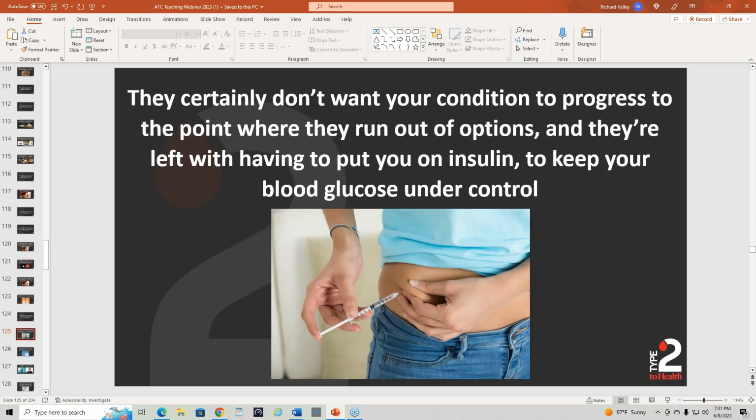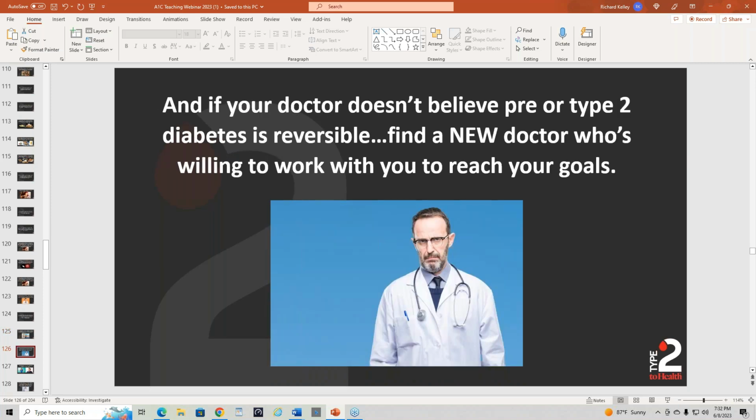And they certainly don't want your condition to progress to the point where they run out of options and they put you on multiple medications and nothing is keeping your blood glucose under control because your diet is out of control. And ultimately they end up having to put you on insulin to keep your blood glucose under control. But if your doctor doesn't believe pre or type 2 diabetes is reversible, I would encourage you to find a doctor who's willing to work with you to reach your goals.